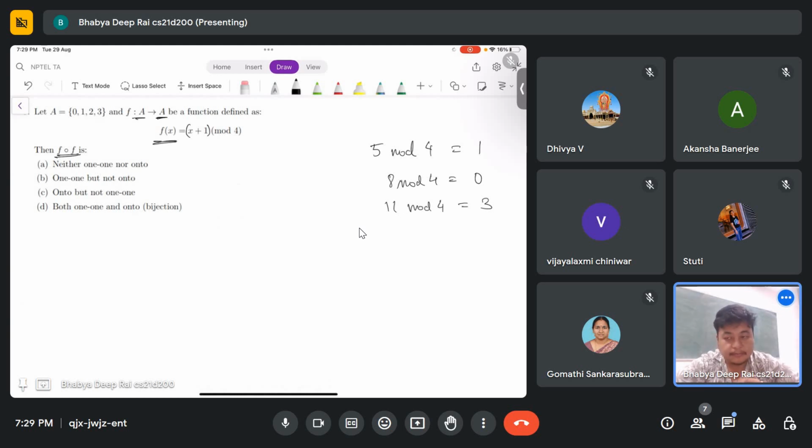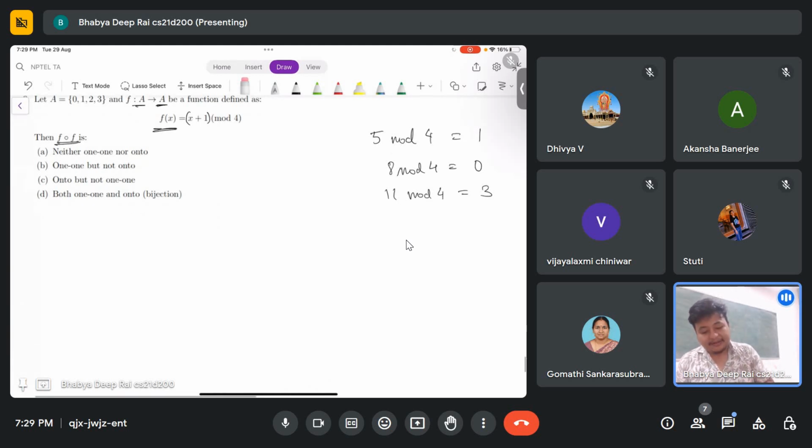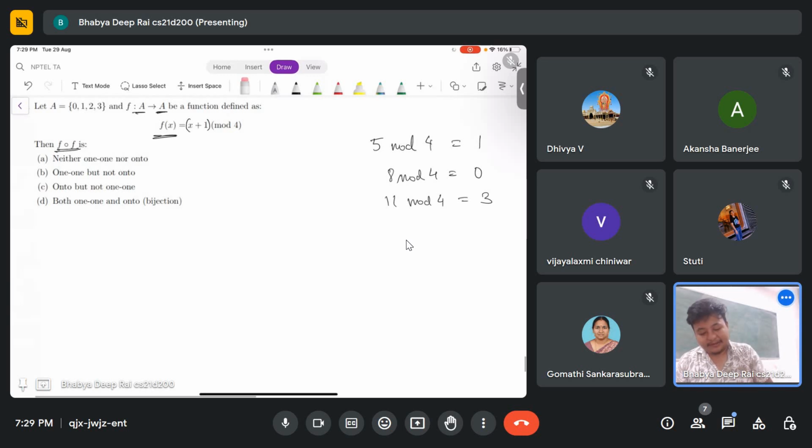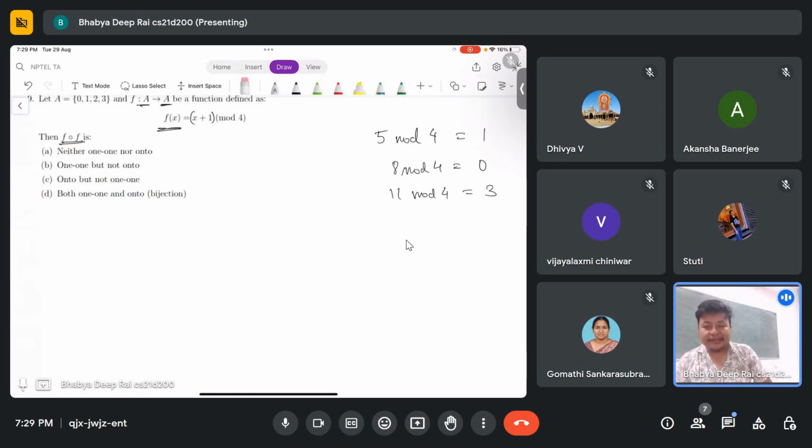Anyone else? Yeah, that's right, Akansha. In fact, this is a field of mathematics called permutations. So yeah, f is a type of permutation. Anyway, good. So the answer is D, both one-one and onto, bijection.